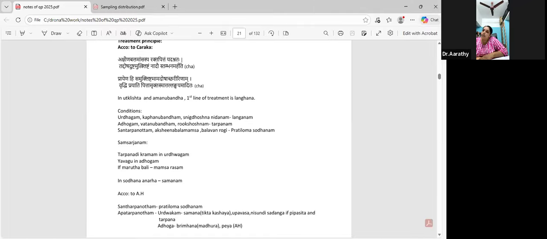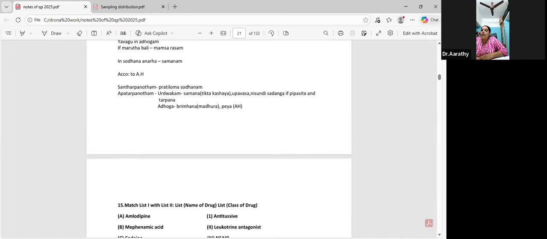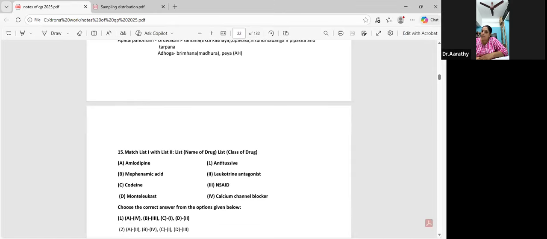Okay, so in Raktapitta, there might be confusions when you study about the conditions or the Tarpanadi Krama and the Samsarjana Krama, etc., mentioned by Charaka and Ashtanga Hridaya. All those things can confuse you, so make a clear note of each point in that. Also, Santarpanotha, Apatarpanotha Raktapitta, how they are treated, and what kind of Rakta Mokshana procedure is done. All those points are very important along with the yogas.